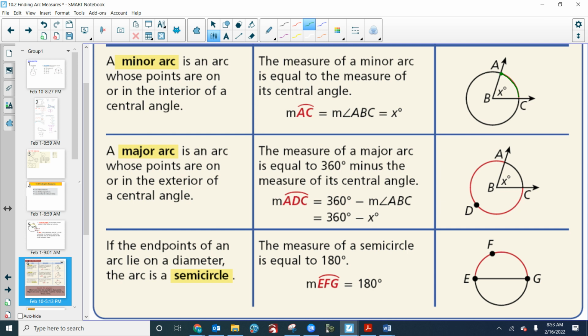More than one person. 60 degrees. How do you know? Oh, look, it said they're equal up here. The arc and the angle are equal.